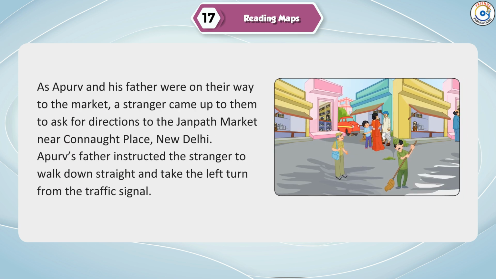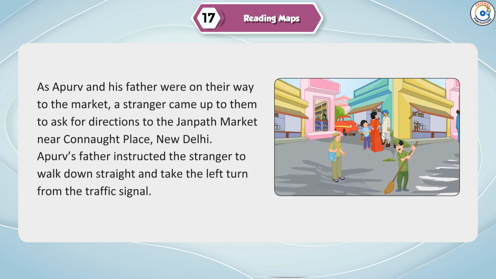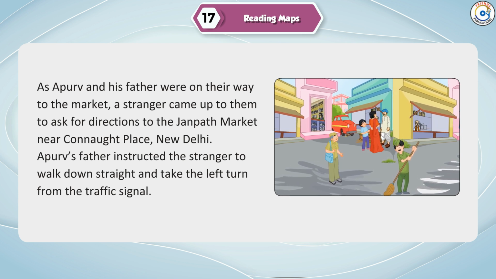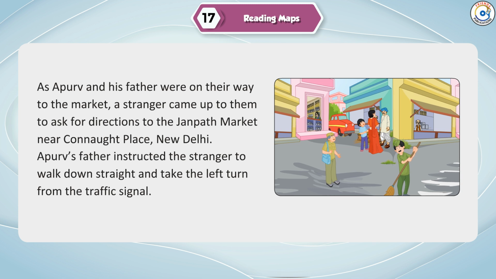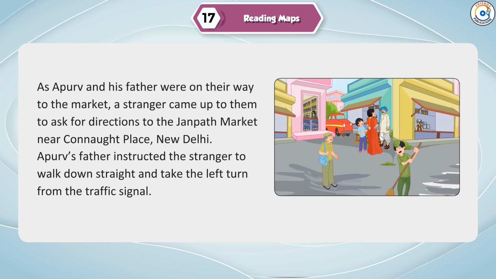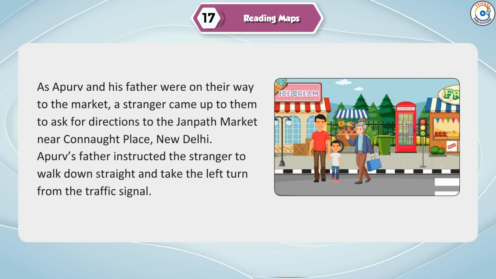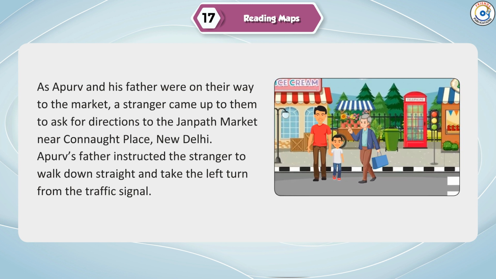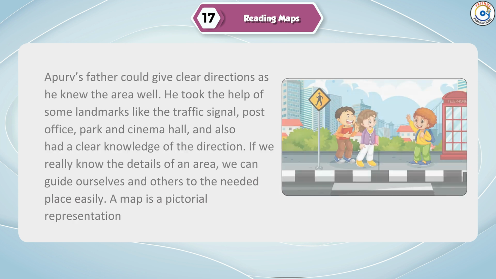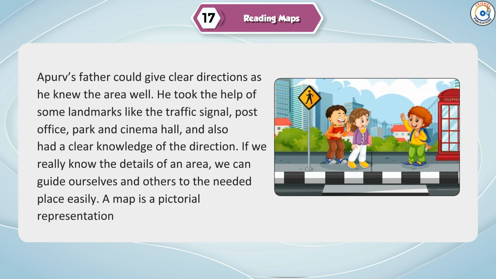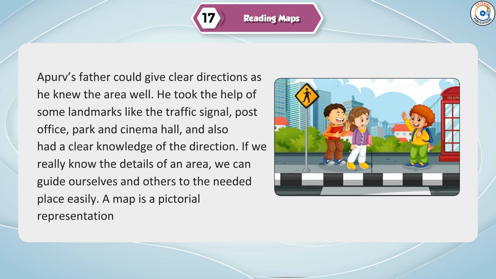As Apurv and his father were on their way to the market, a stranger came up to them to ask directions to the Janpat market near Connaught Place, New Delhi. Apurv's father instructed the stranger to walk down straight and take the left turn from the traffic signal. Apurv's father could give clear directions as he knew the area well.